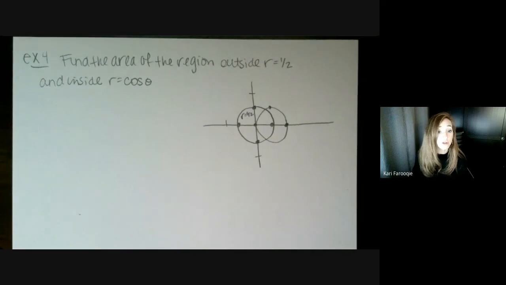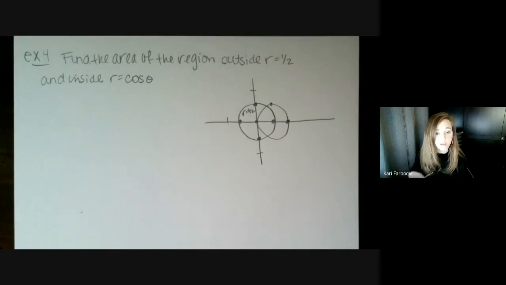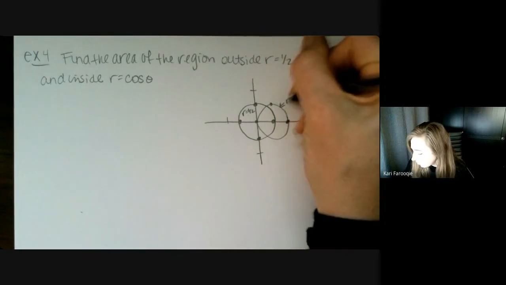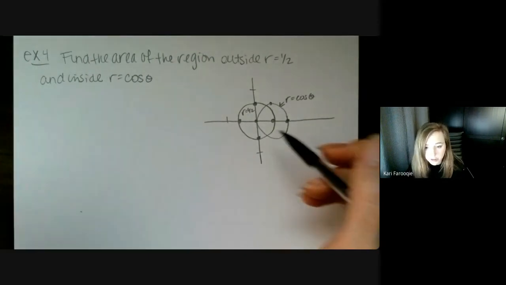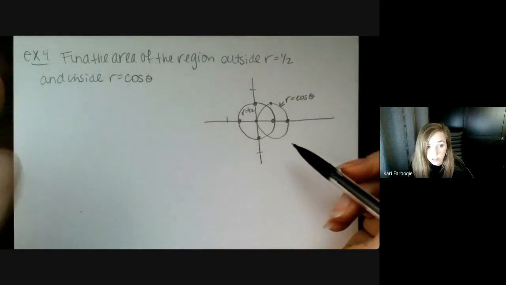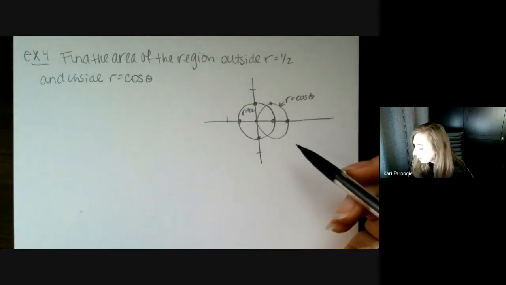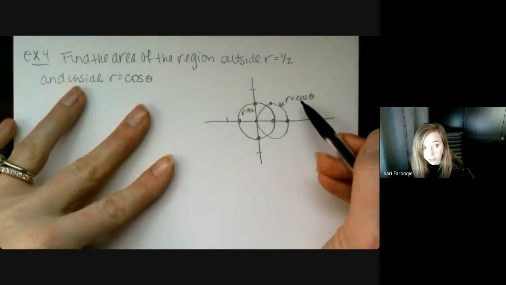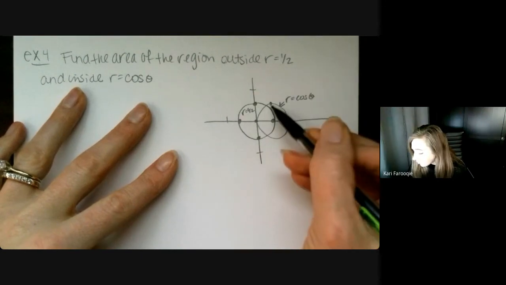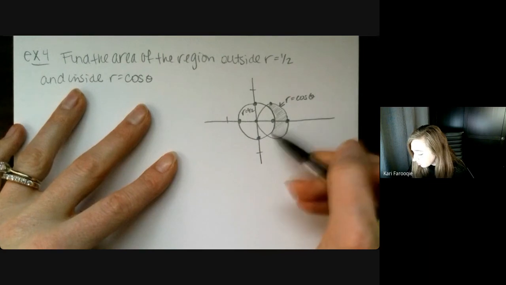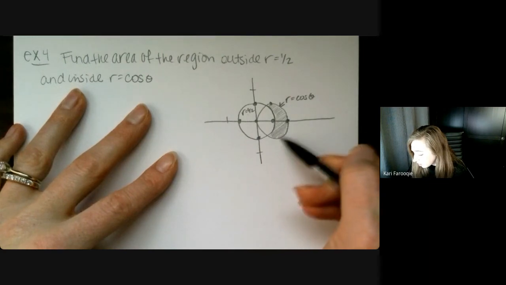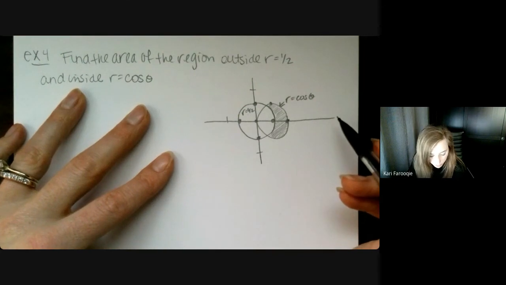So find the area of the region outside r equals a half and inside r equals cosine theta. Be careful with the wording, even making sure that you're choosing the correct region. If you're inside cosine theta and you're outside a half, the only place you can be is in the part of cosine theta that's not inside r equals a half. So your region looks like this.